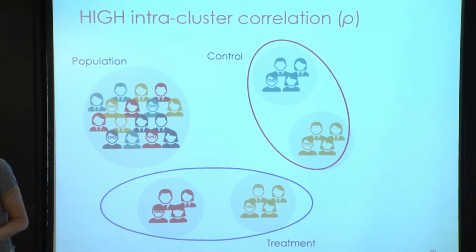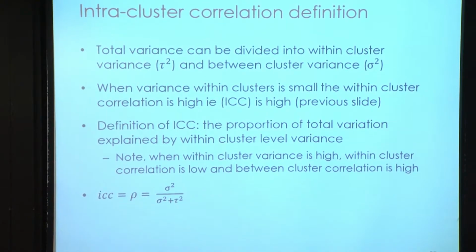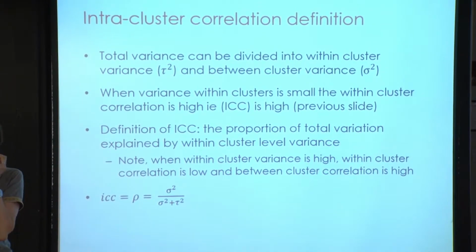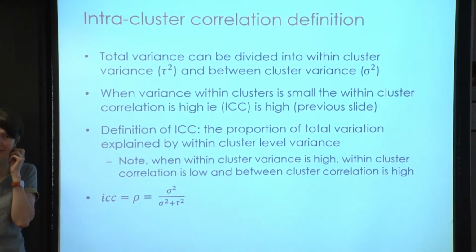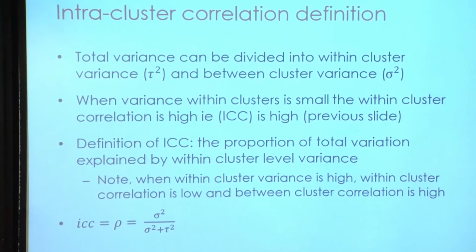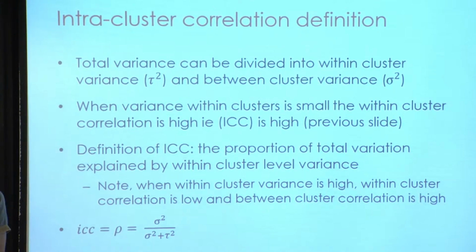Right? So that's where we have to worry about doing clustered trials. So I'm going to go through the definition of intra-cluster correlation. The total variance in a population is made up of both the variance within a cluster and between the clusters. You can kind of see that those add up to the total variation. You either have the variation within the cluster or between the clusters.